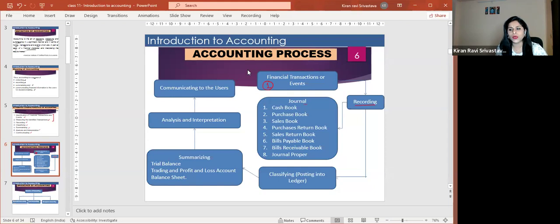Don't worry, we will be going deep into all these things. What is a journal? What is a cash book? But here I'm just naming all these things. So the recording happens here in journal. Then you have cash book, purchase book, sales book, purchase returns book, sales returns book, bills payable book, bills receivable book, journal proper. So once it is journalized, the first recording happens in journal.